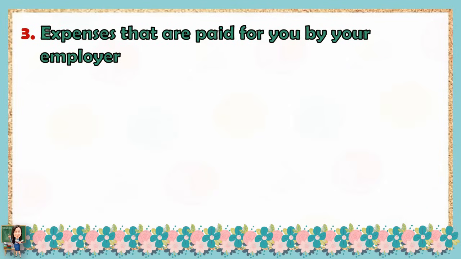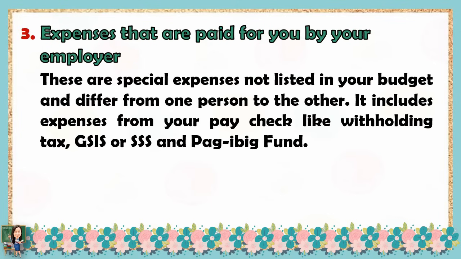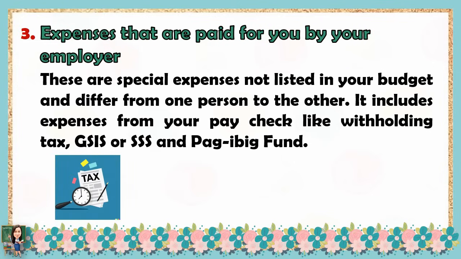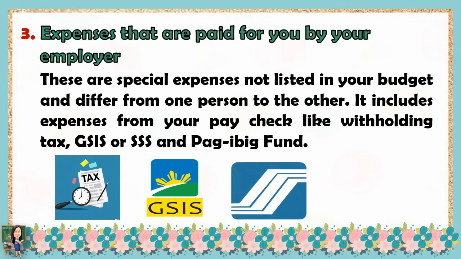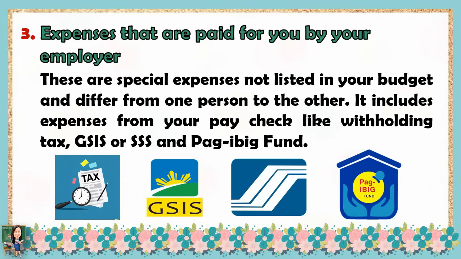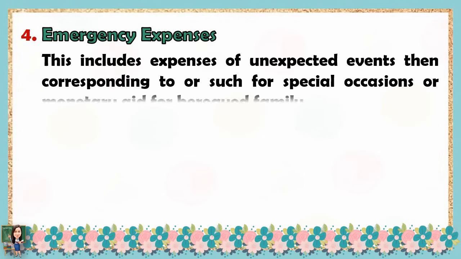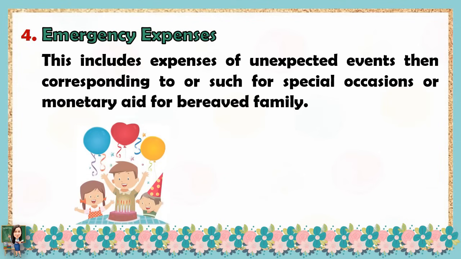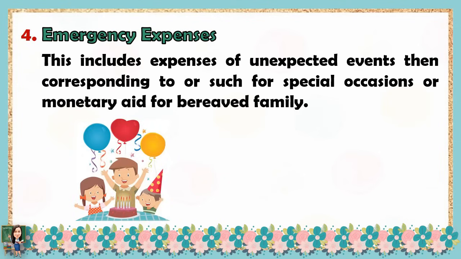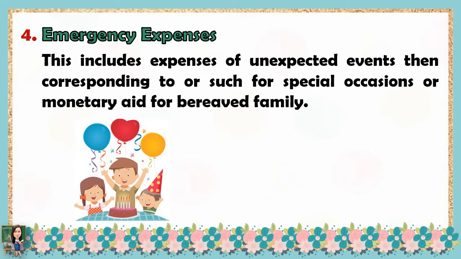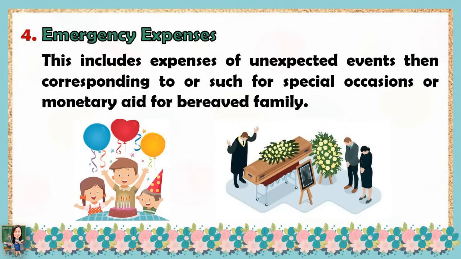Number 3, expenses that are paid for you by your employer. These are special expenses not listed in your budget and differ from one person to the other. It includes expenses from your paycheck like withholding tax, GSIS or SSS, and Pag-ibig Fund. Number 4, emergency expenses. This includes expenses for unexpected events, such as special occasions or monetary aid for a bereaved family.